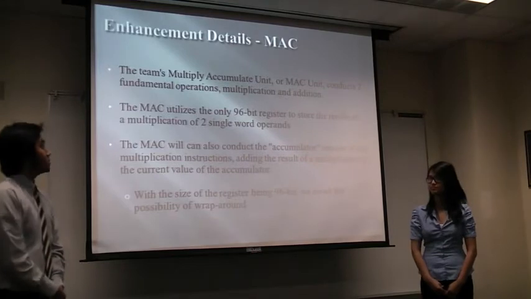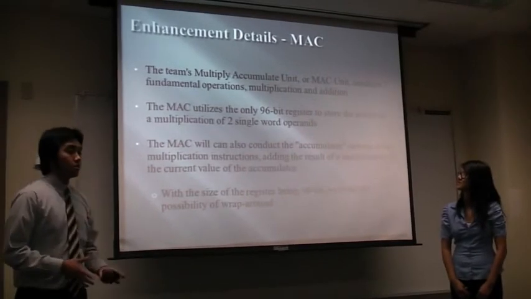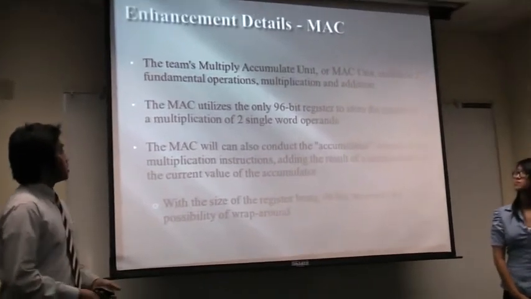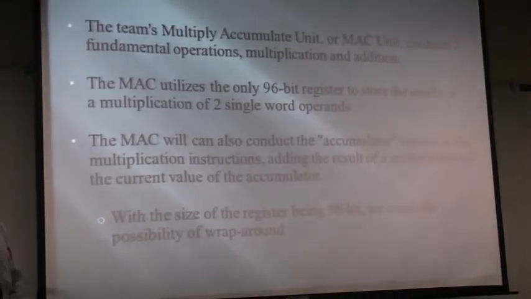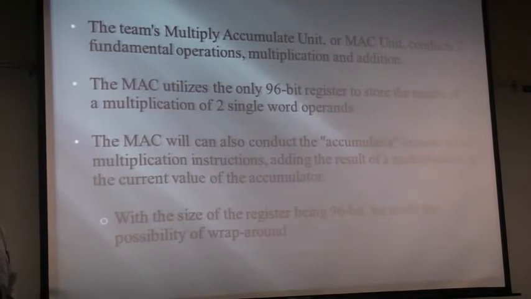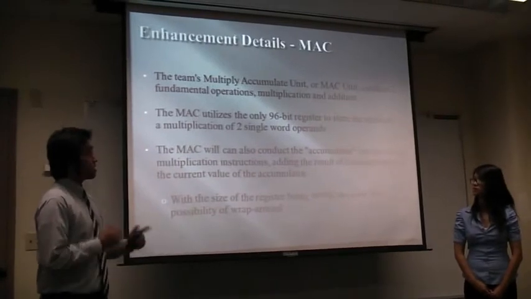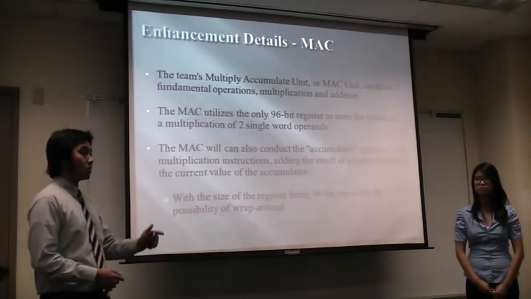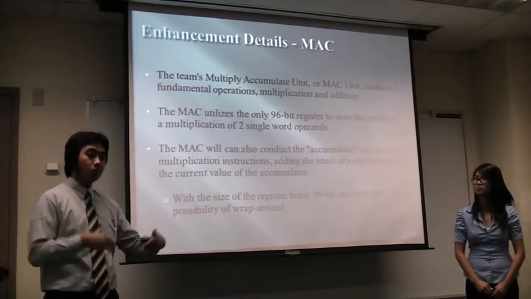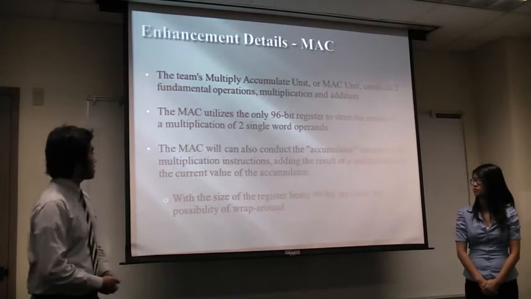This is our second major enhancement, which is the multiply accumulate unit, or the MAC unit. What the MAC unit essentially does for our purposes is 2 fundamental operations, which is a multiply as well as an addition. The MAC also has a 96-bit register known as the accumulator, and what this will do is it will store the results of a multiplication of 2 single-word operands, and we'll go over how that works in just a minute. The MAC will also conduct an accumulator version of these multiplications, so either it will store directly into the accumulator, or it will add the contents of the current accumulator with the results of the multiply. Thus the name accumulate, it will just increase the value of it.